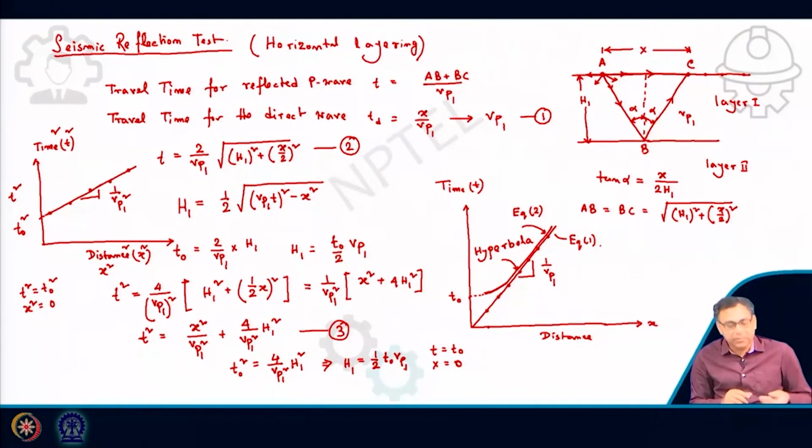But the advantage of the third equation is that here I will get the straight line. So again, drawing the straight line is very easy. So now I will get the n number of geophone data, plot them in x square versus t square, and with one single straight line, I will get the Vp1 as well as the thickness of the layer. So this is the case if it is a horizontal layer.